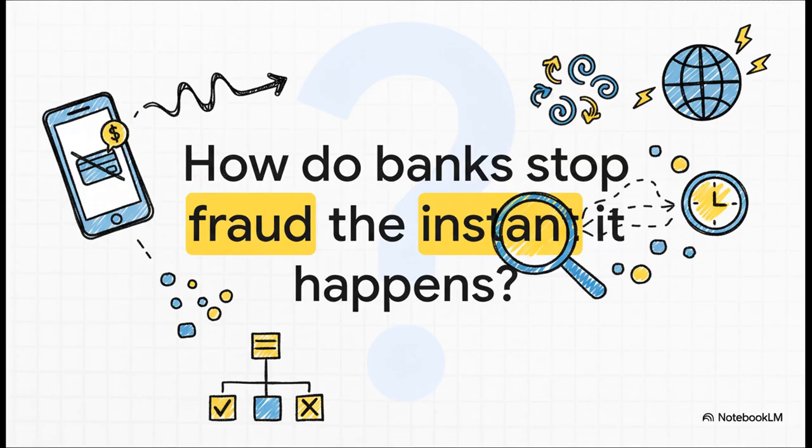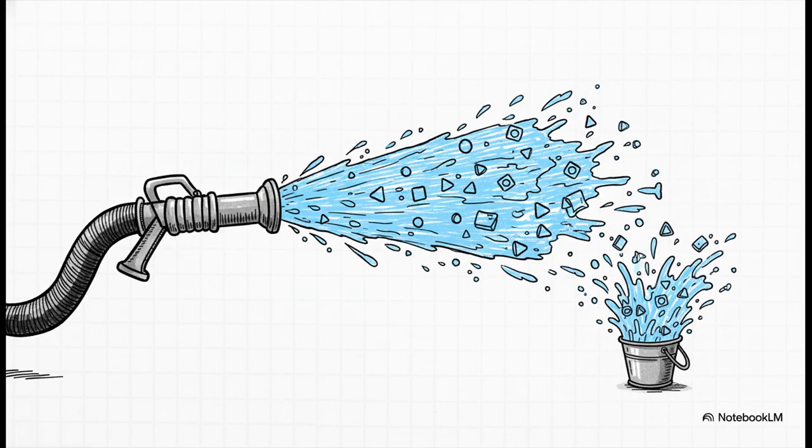How is that even possible? Your bank is dealing with millions, maybe tens of millions of transactions every single minute. There's no time to just sit back and collect all that data. The decision has to happen right now. And that, right there, is the huge problem we're talking about.